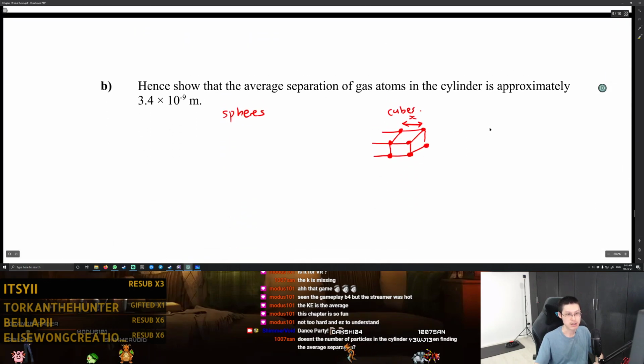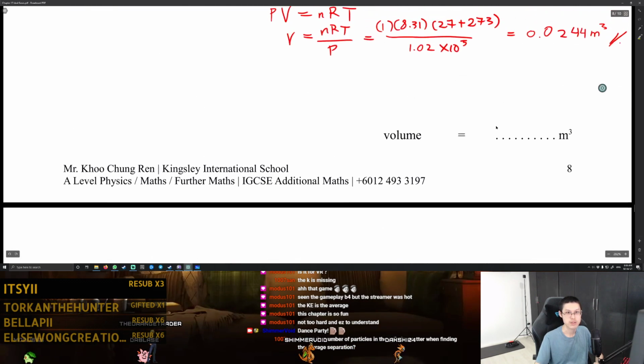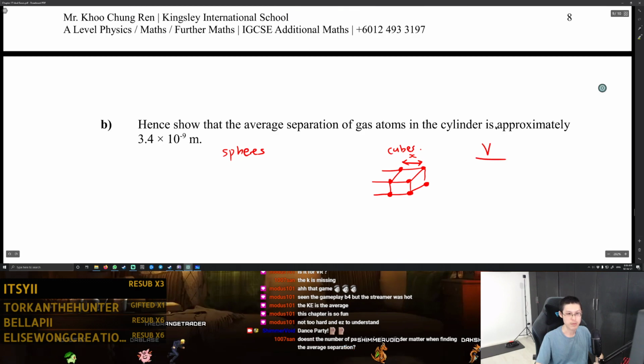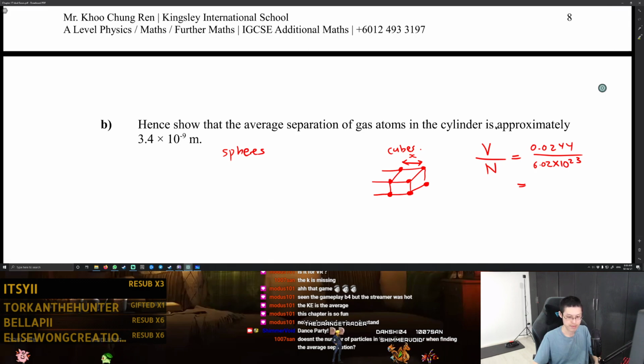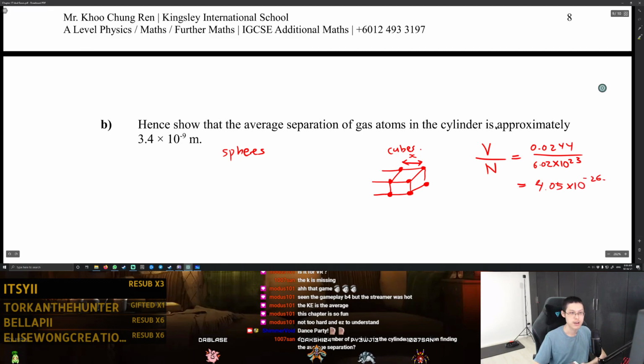So what you've got to do is take the volume and divide that by the number of particles, which is 0.0244 divided by 6.02 times 10 to the power of 23. So we're going to do that first. Which is 4.05 times 10 to the power of negative 26. Okay, so this is actually the average volume occupied by one single particle of the gas.